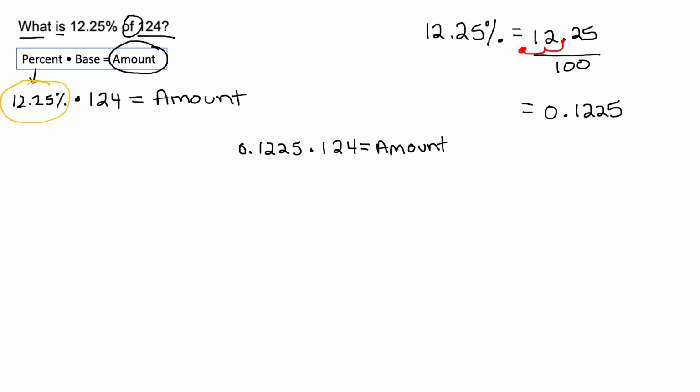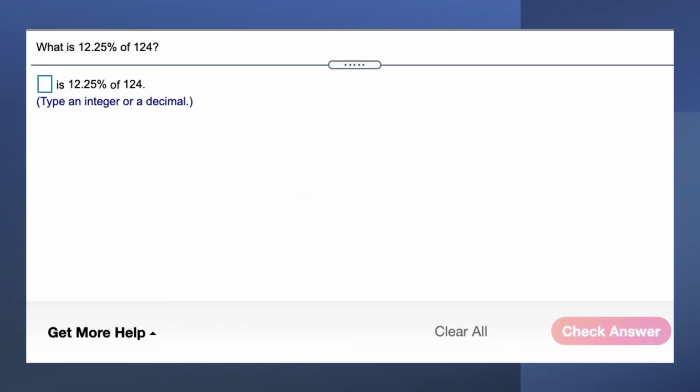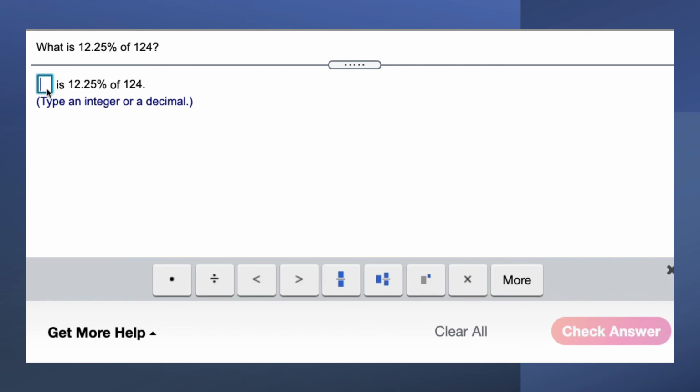So we can take our calculator and type in 0.1225 times 124. When you do that calculation, you should get 15.19. That is the number. That is 12.25% of 124. So we'll enter this number into MyMathLab. This answer is 15.19. So we'll put our cursor in the text box and type in our decimal value.